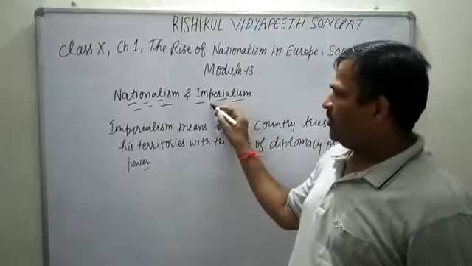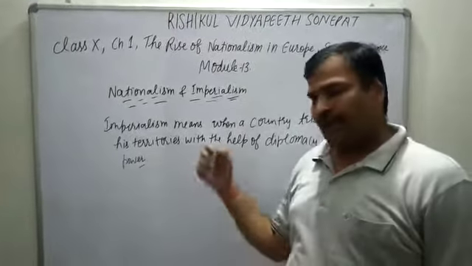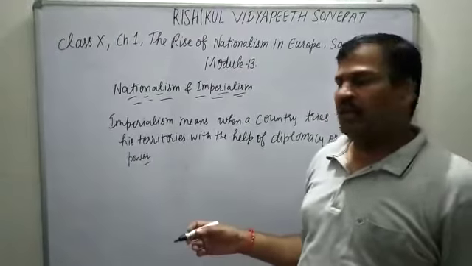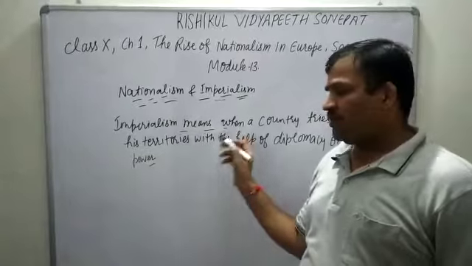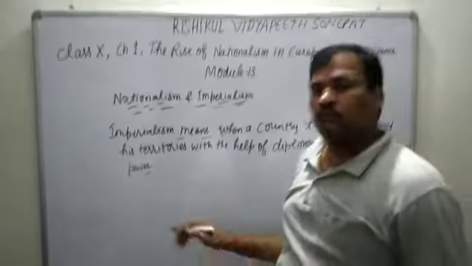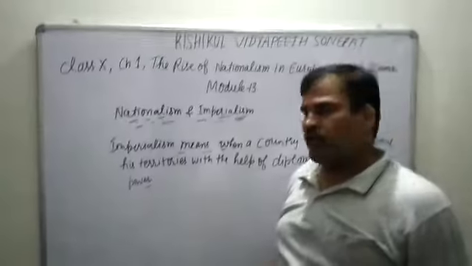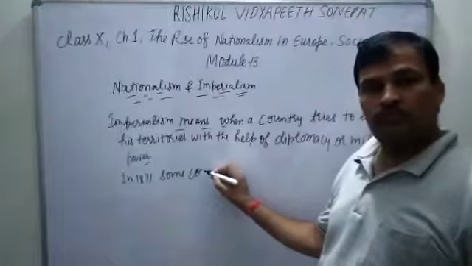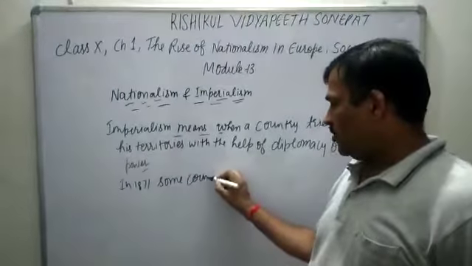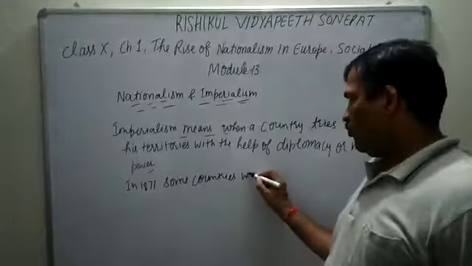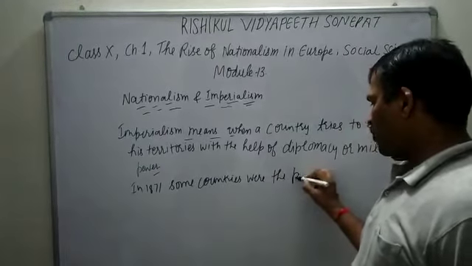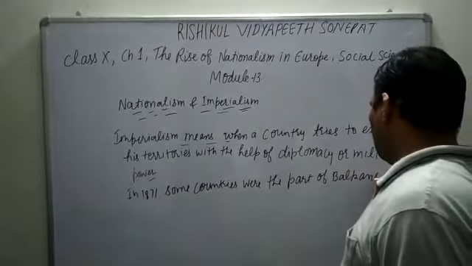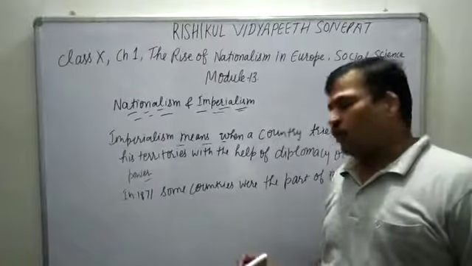This type of imperialism was found in the early 19th century, the time period when some of the European countries were getting free. Now they wanted to expand their empire. Now, in 1871, some countries were part of the Balkans, the area on the eastern side of Europe.